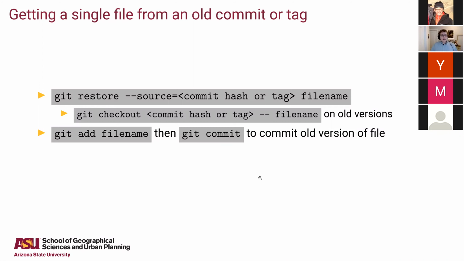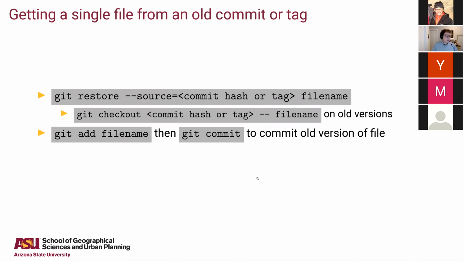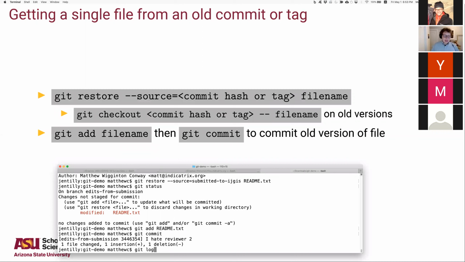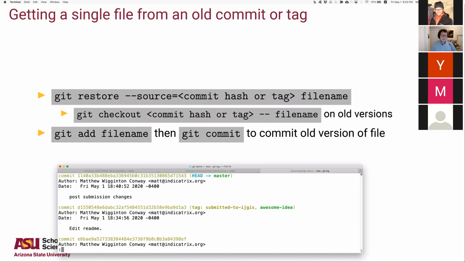So that's how you would get a single file. There's a slide missing here, so I'll just talk through it. Now, let's say I had, let's see what branch I'm on. I'm going to switch back to my master branch. Let's say that I made these post-submission changes and I didn't like them.